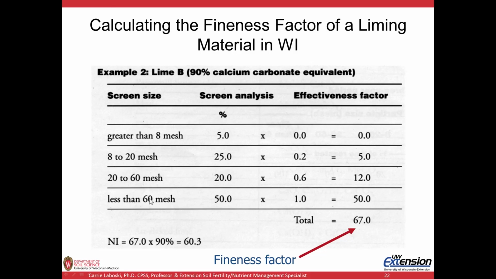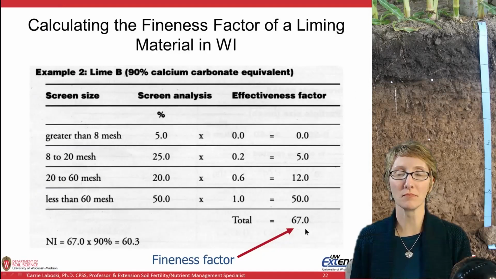We get down to that really fine stuff, which will pass the 60 mesh sieve. That's considered as 100% effective. So it's a factor of 1. And so what we do is we multiply the percentage of that lime sample that will pass through a particular screen, and we multiply it by its effectiveness factor. And that's what we're doing here. We're just looking at the fractions and their effectiveness factor, and we tally them up at the bottom. And here we get 67. So that means our fineness factor is 67 in this particular example.